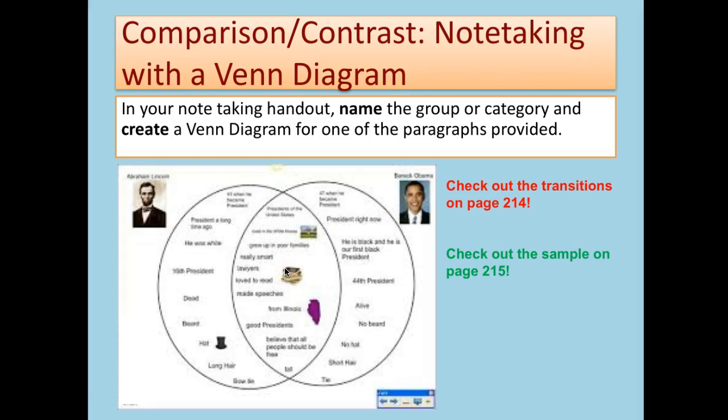If you take a look on page 214, you'll see that there are two different sets of transition words presented for you. There are some transitions that apply toward similarities that are being discussed, and another set of transition words that signal you that you're looking at the differences between two different objects. Once you finish your work on taking notes on the paragraph of your choice, then please proceed to complete Exercise 6.